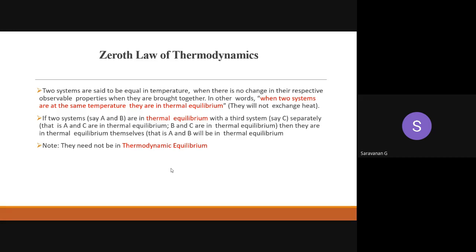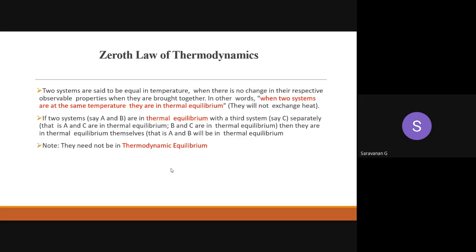So next is the zeroth law of thermodynamics. Two systems are said to be equal in temperature, that means in thermal equilibrium, when there is no change in their respective observable properties when they are brought together. In other words, when two systems are at the same temperature, they are in thermal equilibrium. They will not exchange heat, that means there won't be any exchange of heat between the system and surroundings. Both systems are in thermal equilibrium.